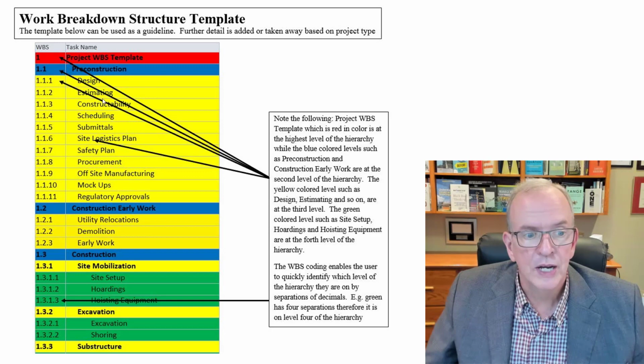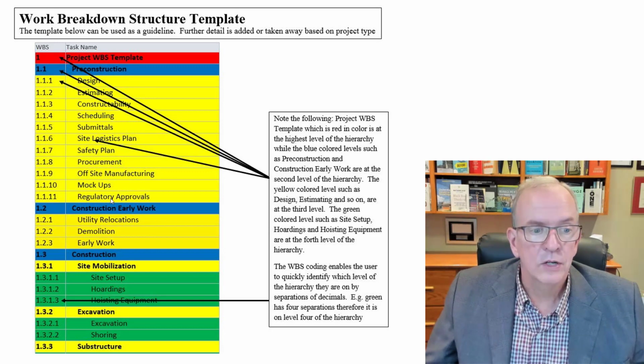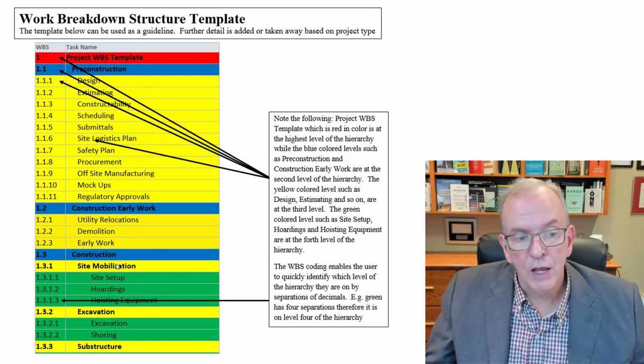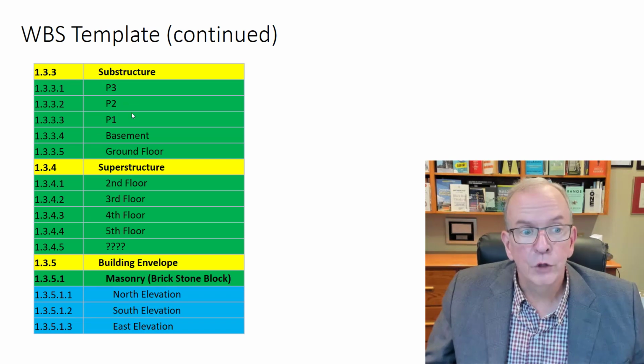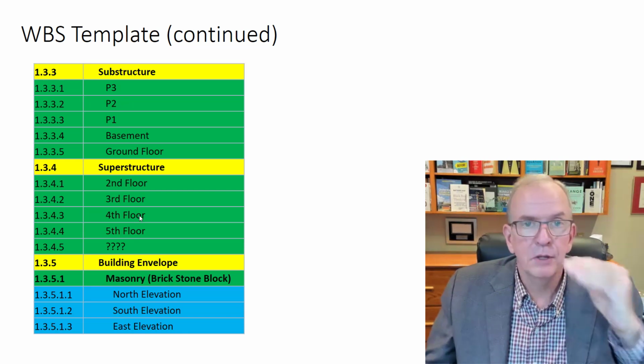Because you could take that template that I had on the previous page, and then you could, under pre-construction, have a whole bunch of headings. Under construction, early work, you could have headings. Here, construction is going to have a lot of headings, right? And then the yellow and the green, you can see, would be subheadings that would come under site mobilization and so forth, for different floors on the superstructure, on the parking.